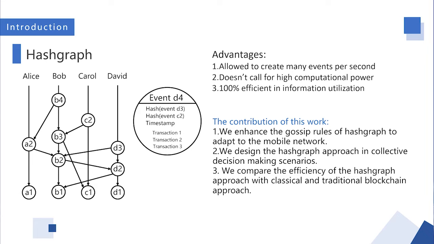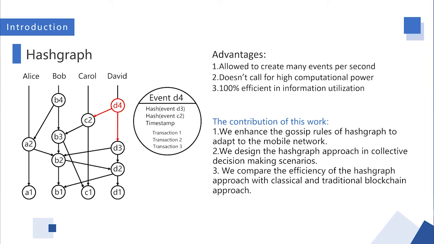When Carol randomly tells David everything she knows, David records the fact by creating a new event D4, which contains the hash of events D3 and C2. At the same time, David stores a timestamp and some transactions into the event D4. As the process of gossip about gossip goes on, based on the local hashgraph, everyone can determine the consensus order of the events according to virtual voting.